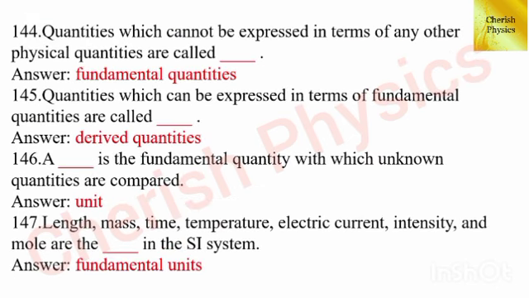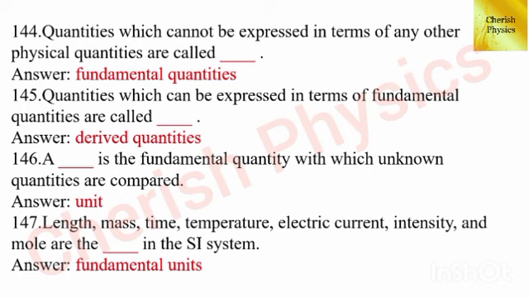Quantities which cannot be expressed in terms of any other physical quantity are called fundamental quantities. Quantities which can be expressed in terms of fundamental quantities are called derived quantities. A unit is a fundamental quantity with which unknown quantities are compared. Length, mass, time, temperature, electric current, intensity and mole are the fundamental units in the SI system.